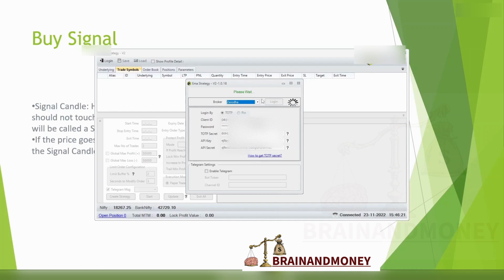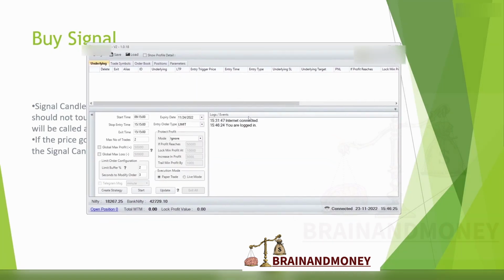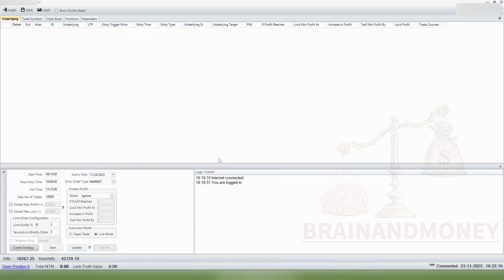So now it will be downloading all the instruments, and once that is done, you will see this screen and you will get this message that you are logged in, right? After that, first I will show you how you can create the strategies. So once the login is successful, you will see this screen. Now I will show you how you can add stocks and indexes in this.